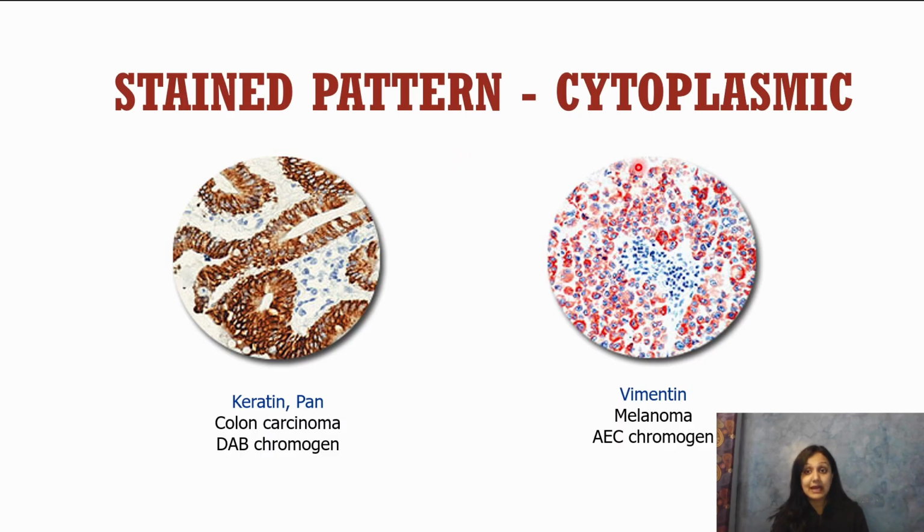Staining pattern, cytoplasmic. This is how cytoplasmic staining looks. This is keratin. This is pan positive, seen in colon carcinoma. And vimentin. Vimentin is also showing cytoplasmic positivity. Here we have used DAB chromogen, brown color, and in vimentin we have used AEC chromogen, that is your red color.